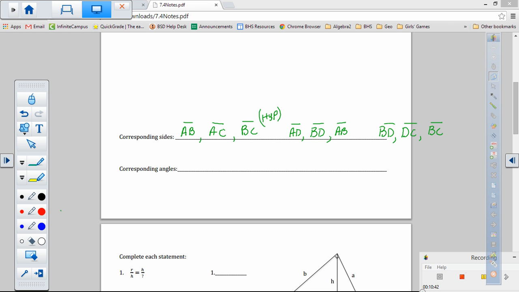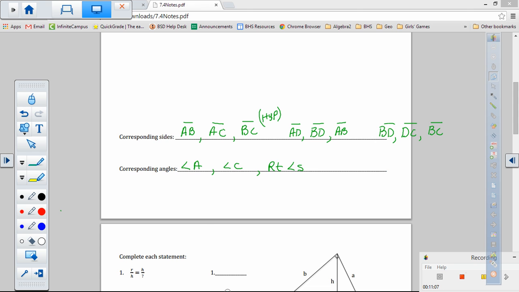Okay? Corresponding angles, pretty simple, right? We have all the angle A's that correspond to each other. We have all the angle C's that correspond to each other. And then we had all of the right angles that correspond to each other. All right, let's practice this. Let's move on to the next page.